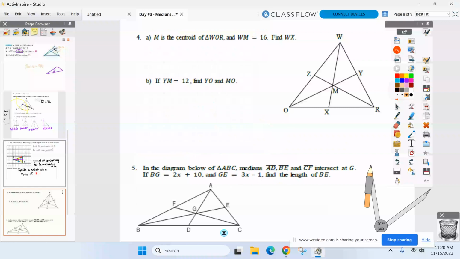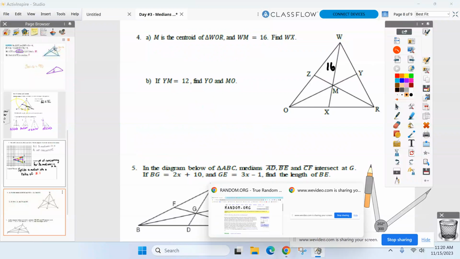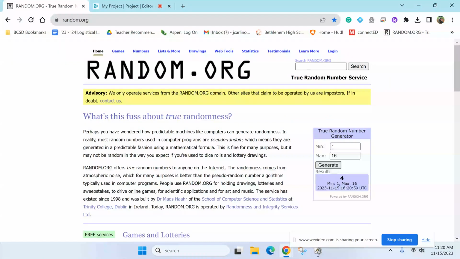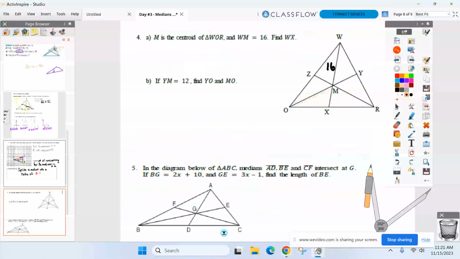Okay, M's the centroid of triangle WOR. WM is 16. How about WX, the actual median? All right, so I know it splits a median up into a ratio of 2 to 1. I got that. What's MX before I answer the question then? What's going to be the length of MX?